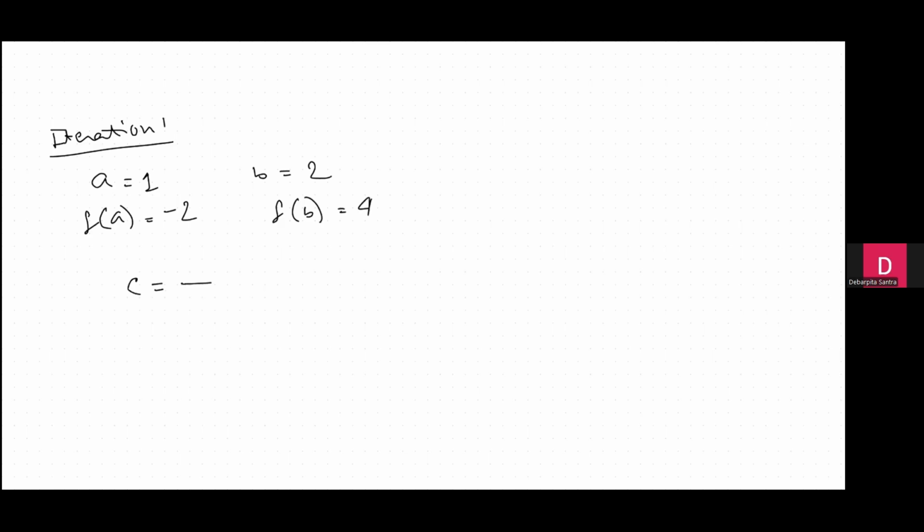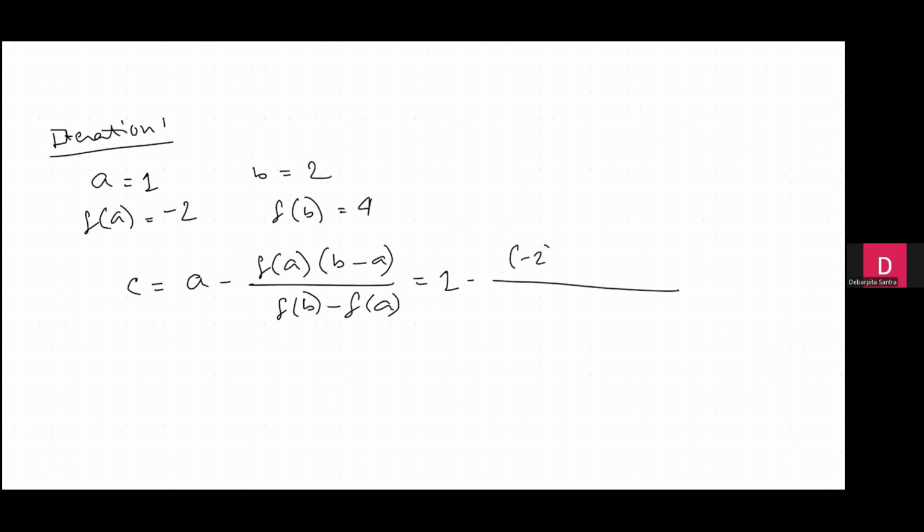So what is the value C? C is A minus f of A into B minus A divided by f of B minus f of A. So what is the value? A is 1, minus f of A means minus 2, into B minus A. B means 2, A means 1, divided by f of B minus f of A, that is minus of minus 2.